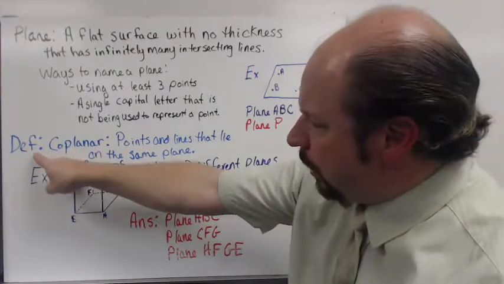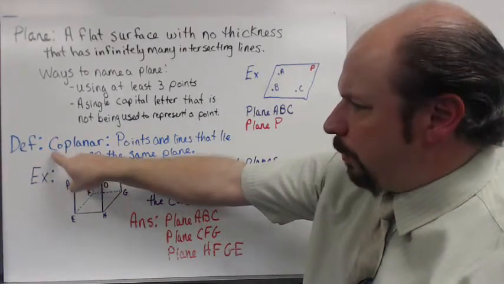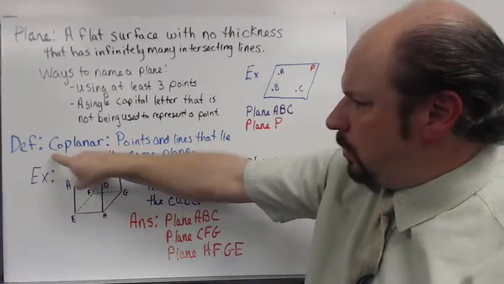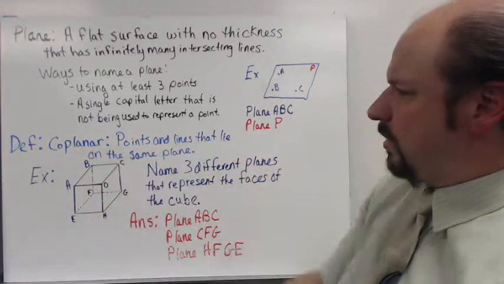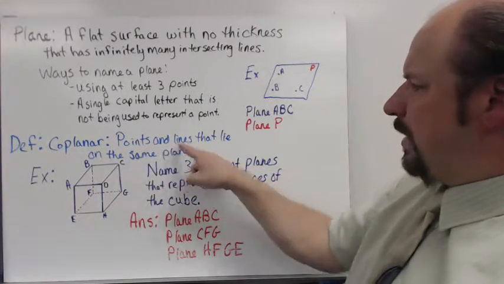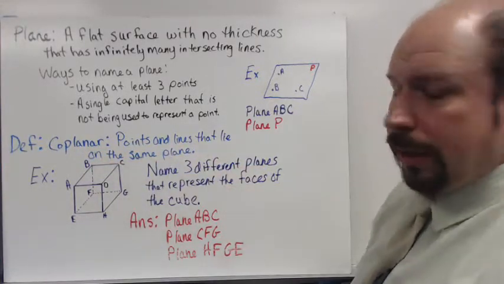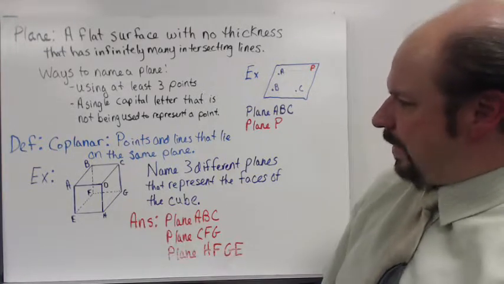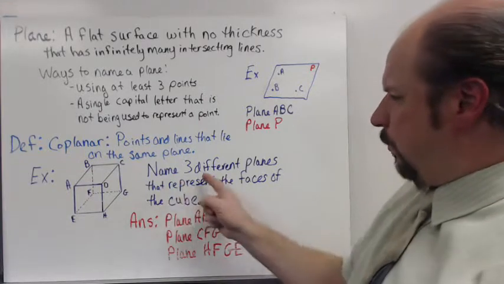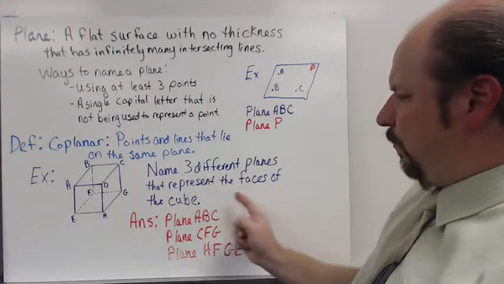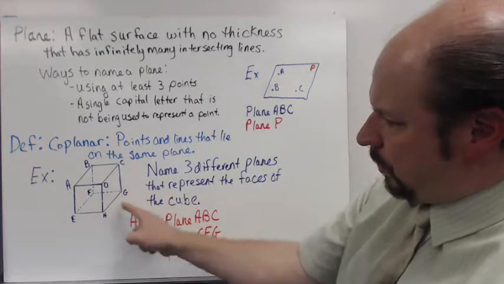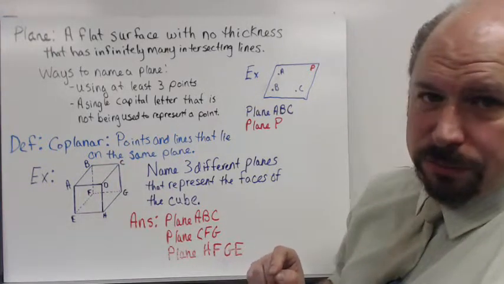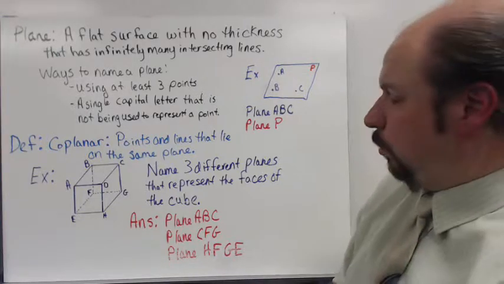Okay, so now another definition, coplanar. So remember we talked about co means with. So coplanar means with or together on the same plane. So points and lines that lie on the same plane is the definition of coplanar. So in our example down below here, name 3 different planes that represent the faces of the cube. So we have this cube here drawn out, and so we need to name 3 different faces of that cube.